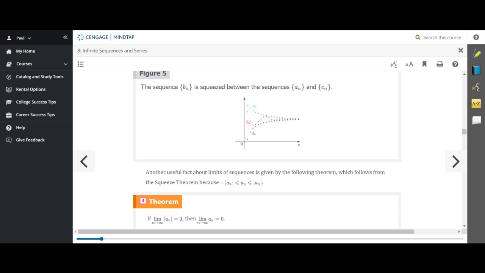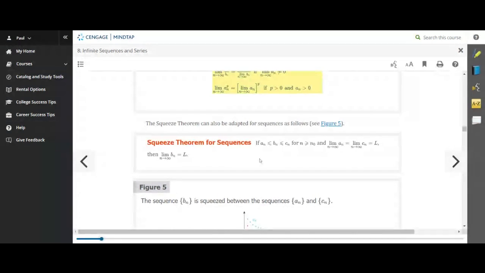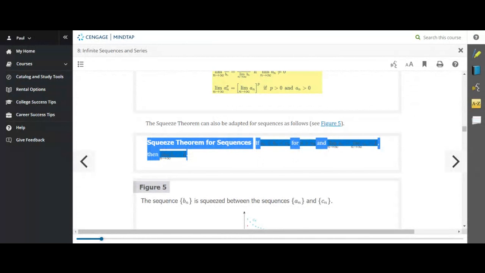Okay, who remembers studying the squeeze theorem? Sandwich theorem, sure, absolutely. That's right, Sophie. Indeed, this figure justifies the squeeze theorem for sequences.